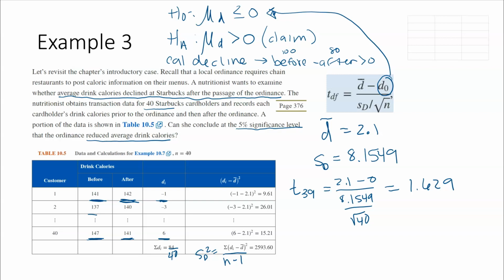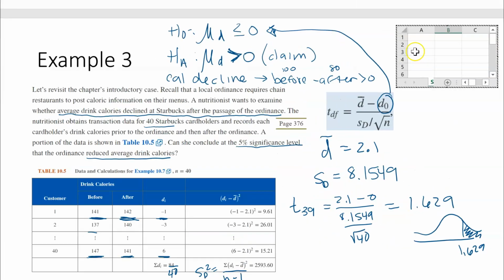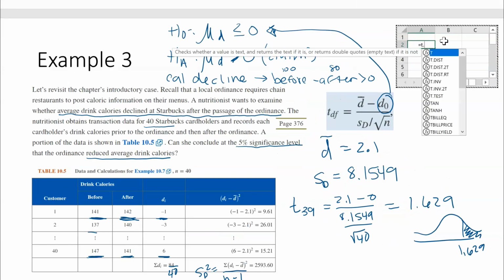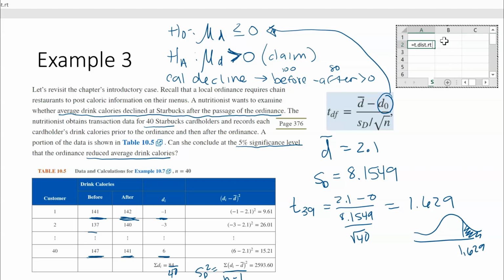Recall that we need to get our p-value. If it's 1.629, it's a right-tailed test, so that's going to be shaded. Remember that with the t distribution, Excel actually goes ahead and gives us the right tail. So we want the t distribution of 1.629, and our degrees of freedom is 39. That gives us a p-value of 0.0557.